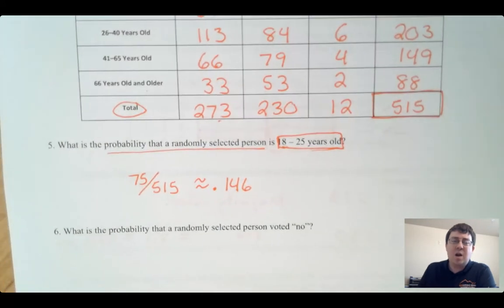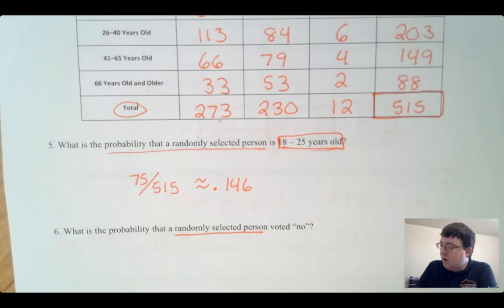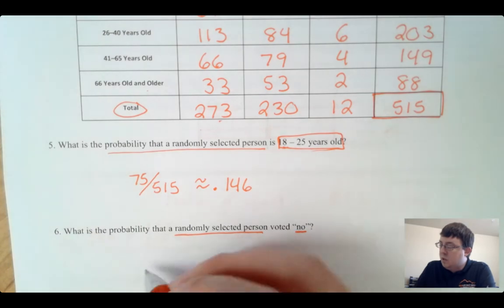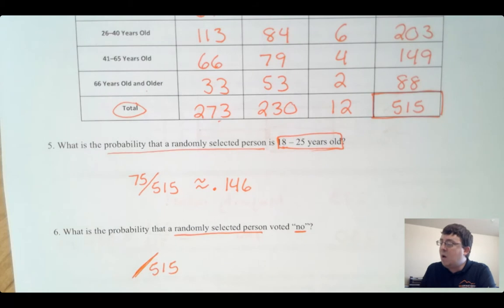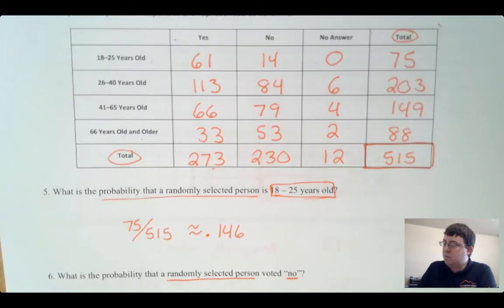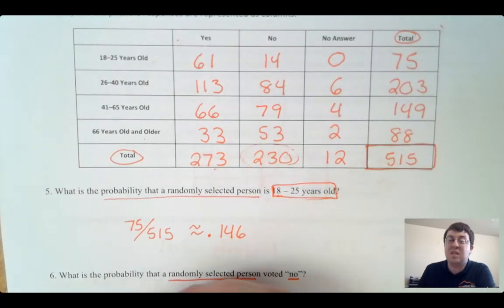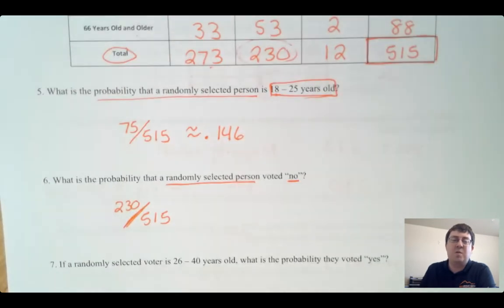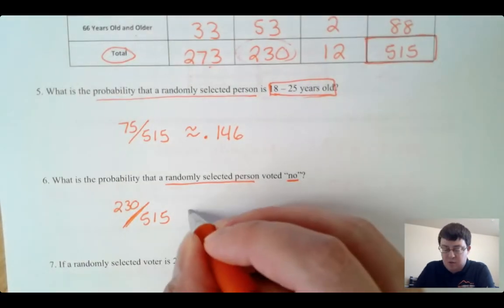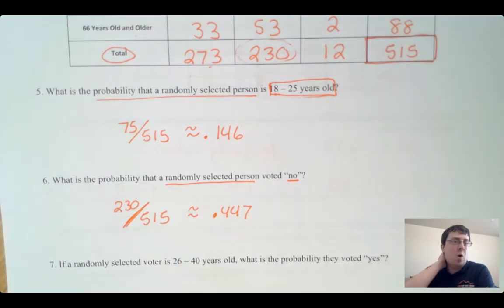What's the probability that a randomly selected person voted no? So again, I'm choosing from all the people, but I want to know the probability they voted no. So the total number of people, I'm still choosing from all 515, but now I want the total number of no votes. That's nice because I have this right here already, 230. I don't have to do all the sums because I do the sum once, and then I'm done. I just refer back to my table. 230 no votes out of 515 total. That's 0.447, or about 44.7%. So again, more people voted yes than no.